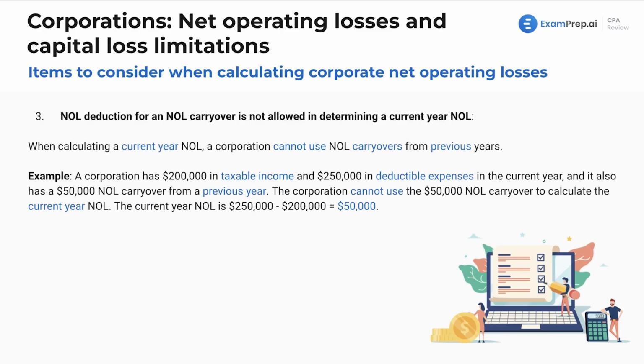All right, next up, NOL deduction for an NOL carryover is not allowed in determining a current year NOL. When calculating a current year net operating loss, a corporation cannot use NOL carryovers from previous years. We'll see you keep a schedule of your NOLs from previous years. Corporation's got $200,000 in taxable income and $250,000 in deductible expenses in the current year. It also has a $50,000 NOL carryover from a previous year. The corporation cannot use the $50,000 NOL carryover to calculate the current year NOL, and the current year NOL is going to be $250,000 minus the $200,000, which gives us $50,000. Not too bad.